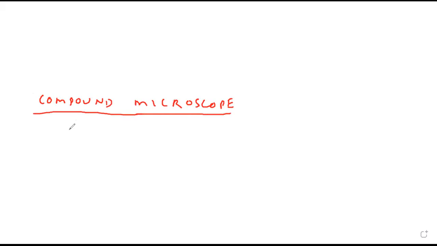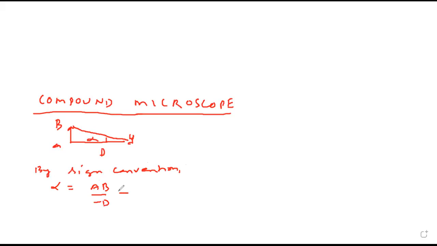Now write compound microscope. Again, first alpha. Alpha is nothing but angle subtended by object when placed at distance of distinct vision and seen directly. So by sign convention, we can get alpha equals to AB upon minus D, equation 1.